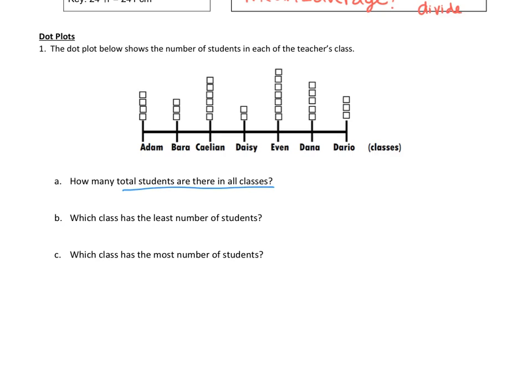So I'm going to add 4 plus 3 plus 6 plus 2 plus 7, 1, 2, 3, 6, 7, 1, 2, 3, 4, 5, 3. So I add all those up and I would get 30 total students. And which class has the least number of students? Well, that's the one with 2, so that'd be Daisy. Which class has the most number of students? Well, that would be Even, or maybe they say Evan, I don't know.